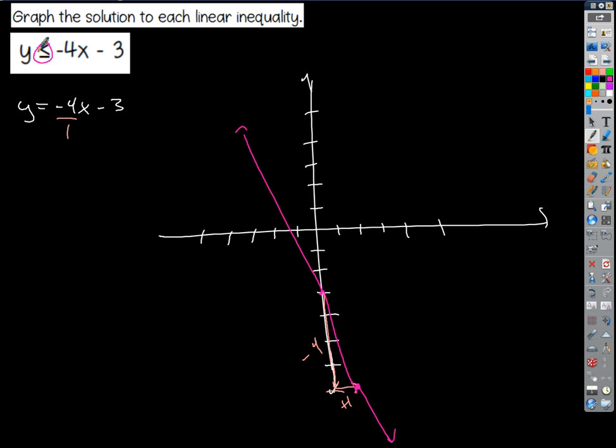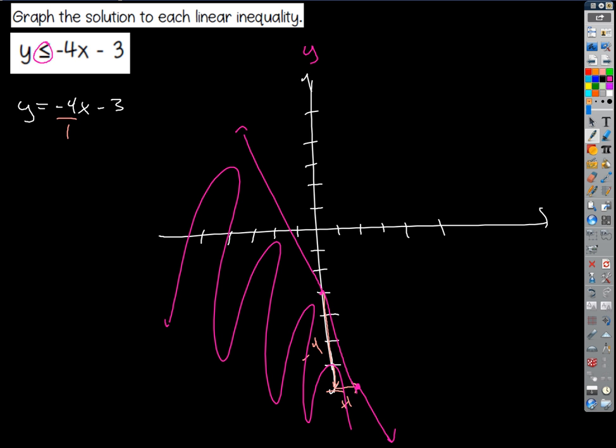Because this is the y-axis. That's the positive y direction, isn't it? So if I want to take bigger y values, I'm going to go upwards. Lesser y values are going to go downwards. So because I'm taking the y values that are less than this boundary line, I'm going to shade everything down there, right? You get the idea? Okay, there's another way to do that. There's another way to test that.